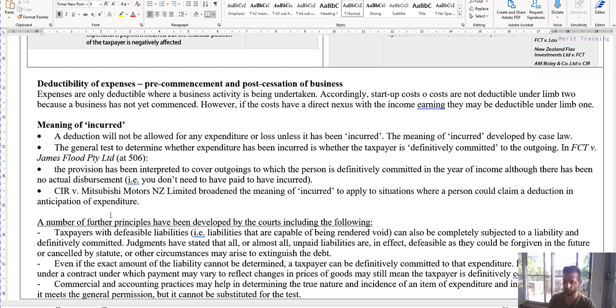It's obviously in connection with the business, but the question is, is it in connection with assessable income? So expenses are only deductible where a business activity is being undertaken. Therefore, startup costs are not deductible under Lim 2 because a business has not yet commenced. But if there is a nexus with income earnings, so for example, there's a very short period of time between spending the money in the business and generating money in sales, regardless of how much it is, then you could say it's got a direct nexus and therefore it could be deductible.